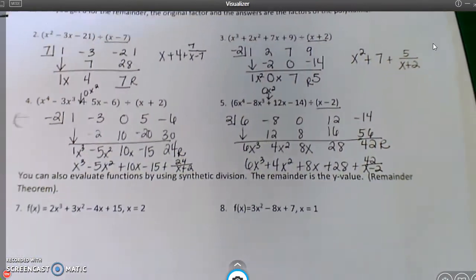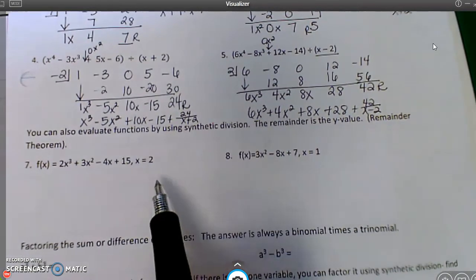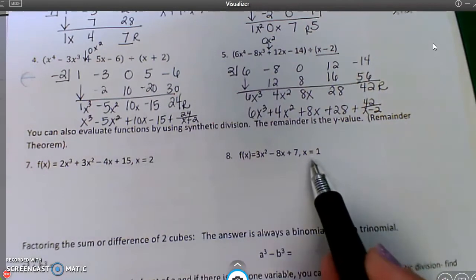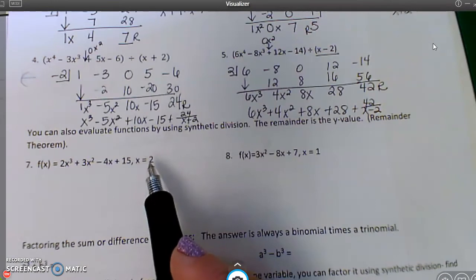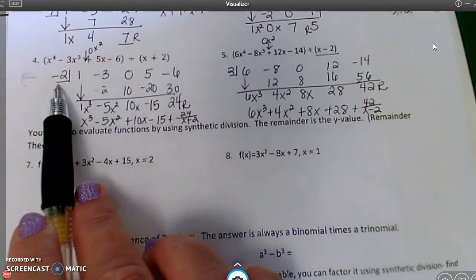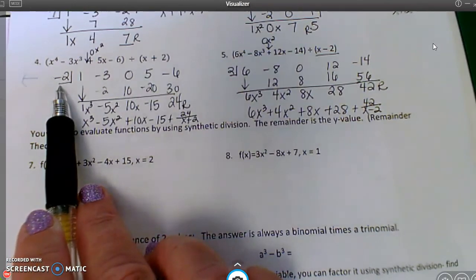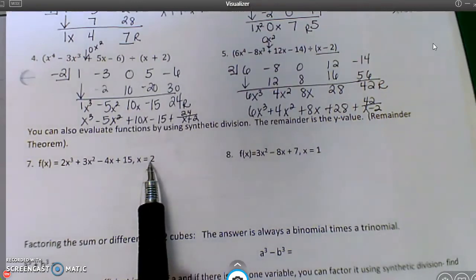Alright, on these next problems, it doesn't say to divide. It says use division to figure out the y value, to evaluate. Okay? Now, what we're going to do, see, it's different here because it says x equals 2 or x equals 1. If you already know what x equals, that's the number that goes in the box. Up here, when we didn't know, we had to change the sign to figure out what number went in the box. Okay? You do not change the sign here because it already says x equals.